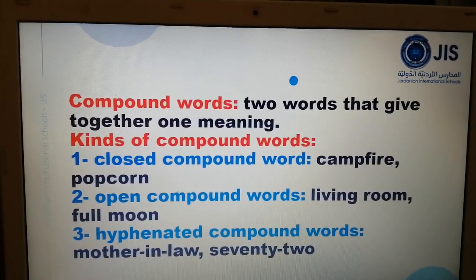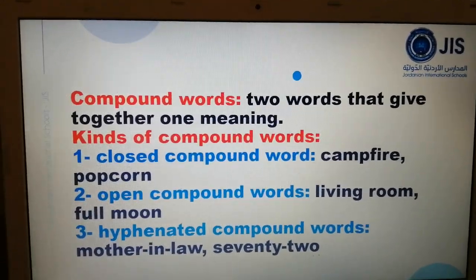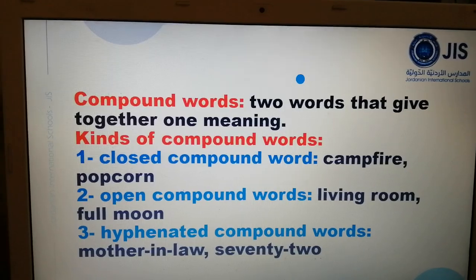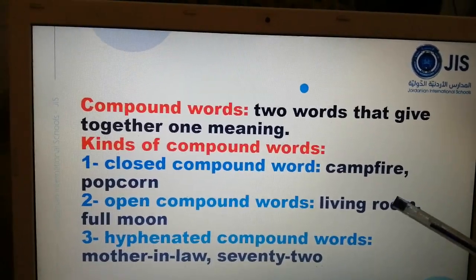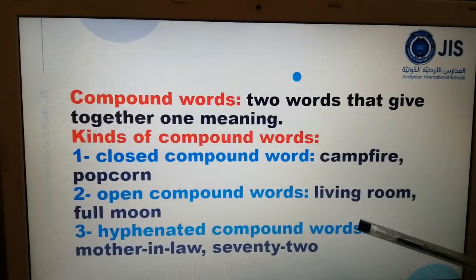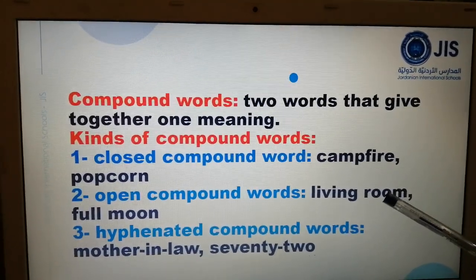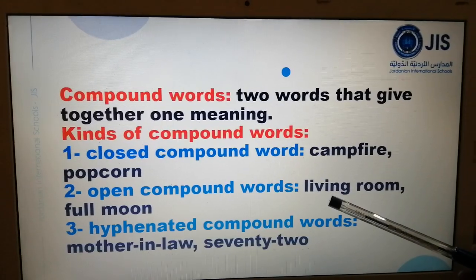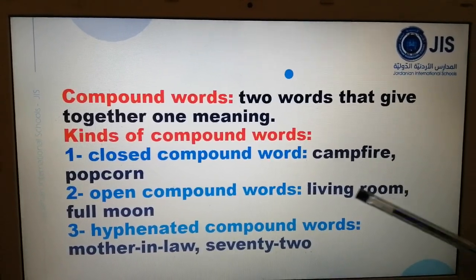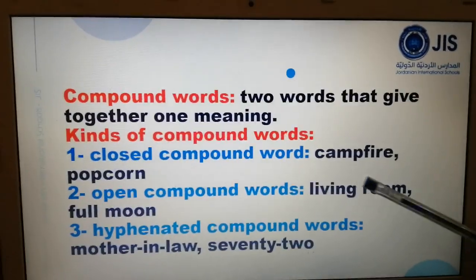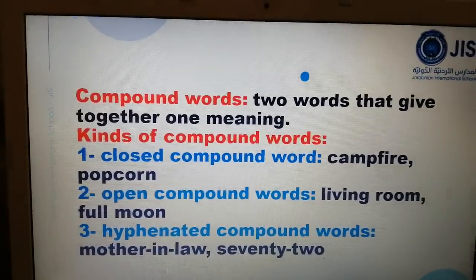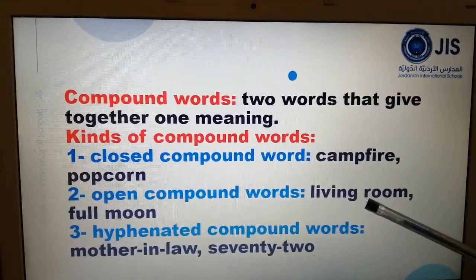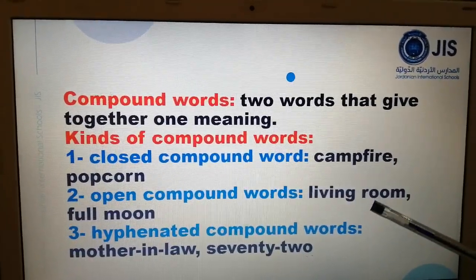The other kind is open compound words. Also, when we join two words together to give one new meaning and there is a space between the two words, we don't write them close to each other. For example, living room, full moon. Living by itself has a meaning, room by itself has a meaning, but when I put the two words together, living room, they give me a new meaning, and there's a space between them. That's why we call them open compound words.